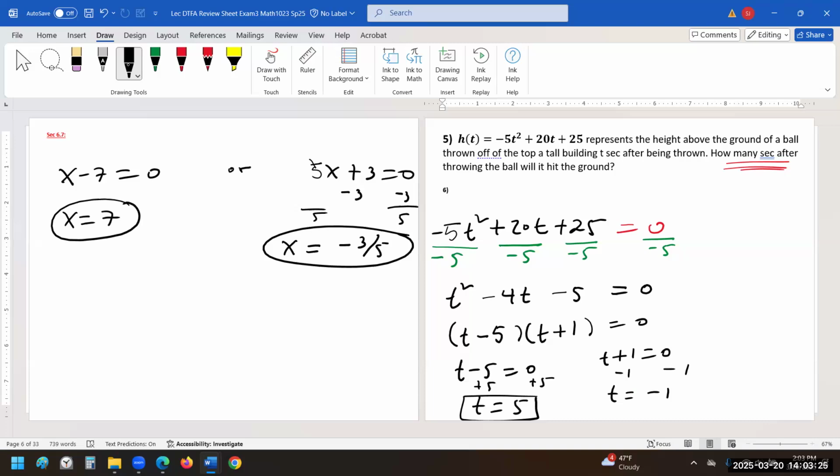Do we have any problem with any of the solutions? -1. Because t is time. We cannot have negative time. Then the only answer is 5.